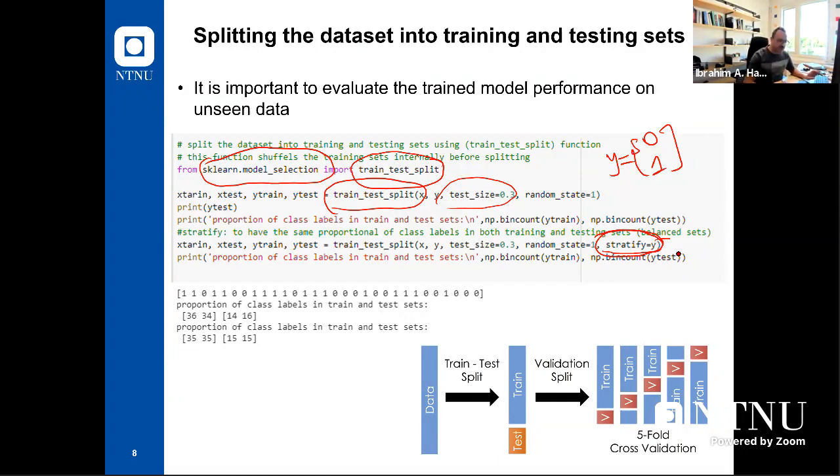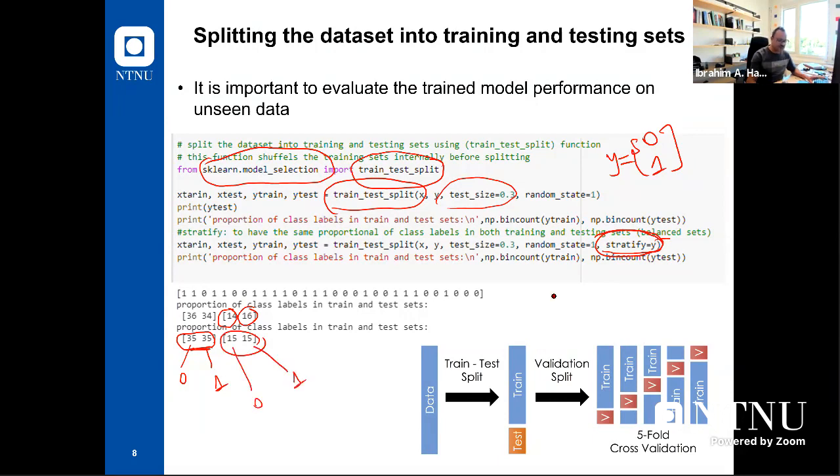So for example here, if I didn't use stratify, I will have one set which has 14 and another set which has 16. So it will be biased against one of those classes. It will not be balanced. Regarding the classes, all classes will not be represented equally. But when you use stratify, it will divide the data in a way so that all classes are equally represented in each set. So for example, in the training set here, we will have 35 class 0, 35 class 1. In the testing data set, we will have 15 from class 0 and 15 from class 1.